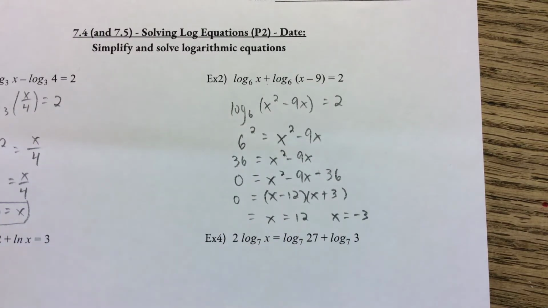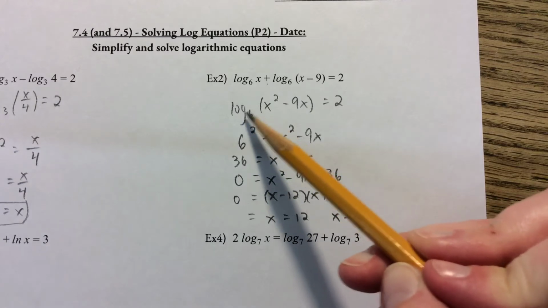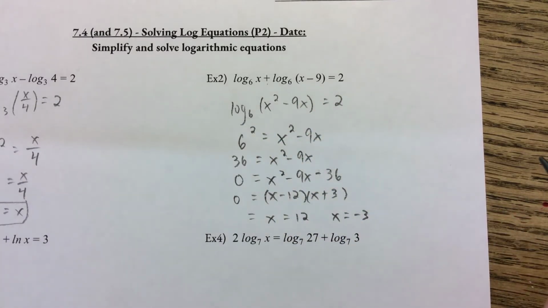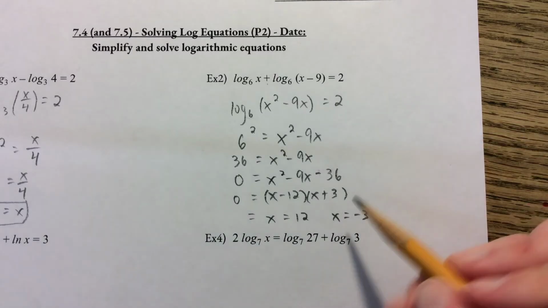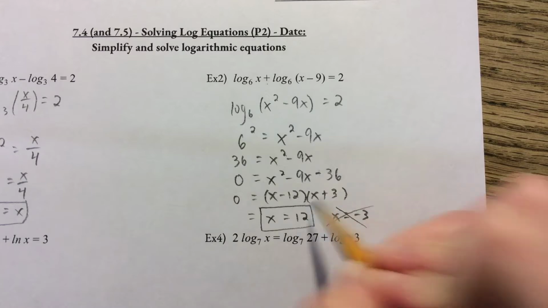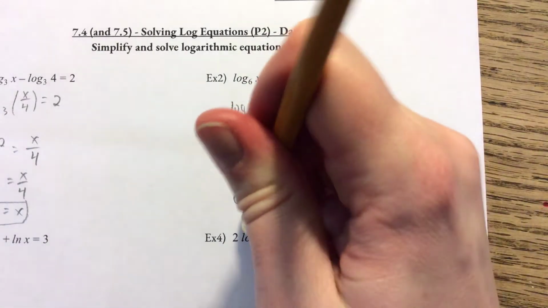But when you're solving these, negatives are not in the domain of log functions because if I take 6 to any power, I'm not going to get a negative number out. That's not possible. So I'm going to cross that one off. That one would be an extraneous solution, and the x equals 12 is my only actual solution there.